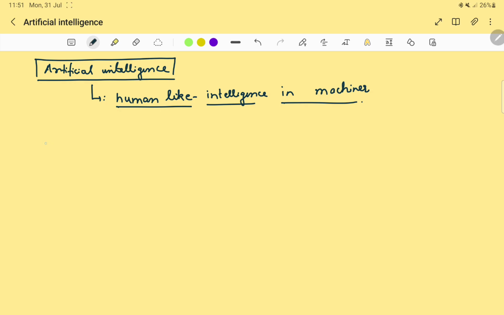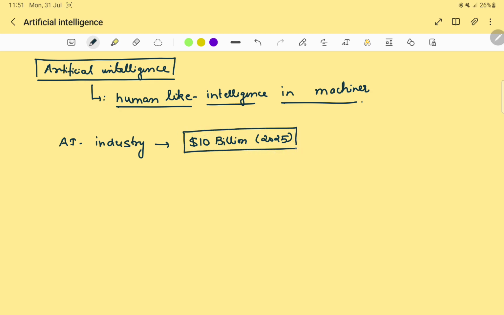Now we will look into some of the stats. The AI industry in India is expected to be $10 billion by 2025, and it is expected to grow at a compounded annual growth rate of about 35%. You can just look at the number, 35% compounded annual growth rate.